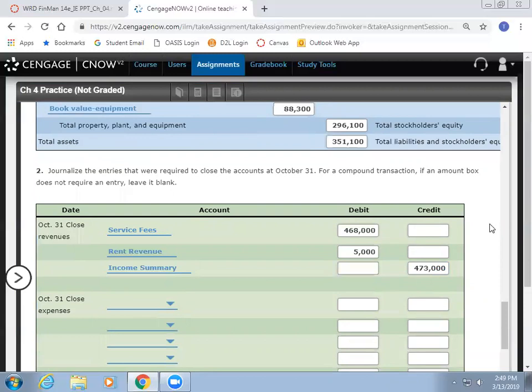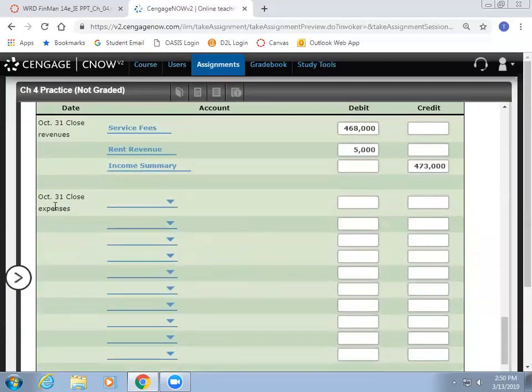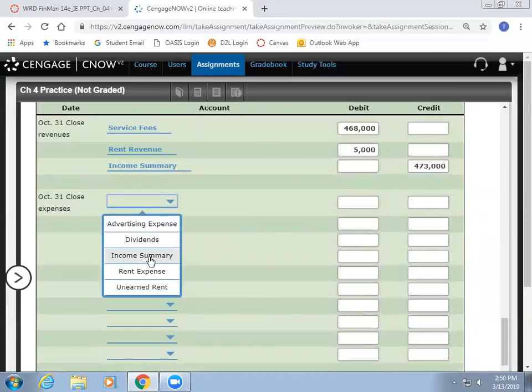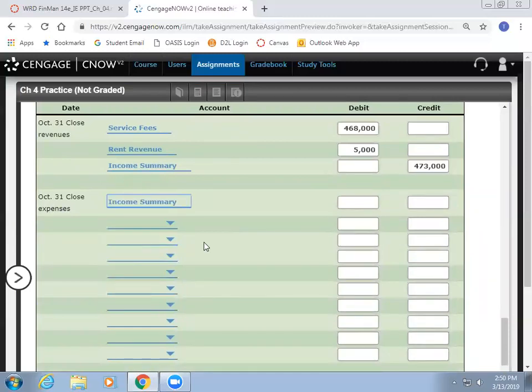Well, what do I do on my second? What do I do to close expenses? What will I do to all my expense accounts to close them? They all have debit balances, so how will I zero them out? You'll credit them. Very good. So on the second entry, we're going to debit income summary and credit all of our expenses. Kind of a long one, right?